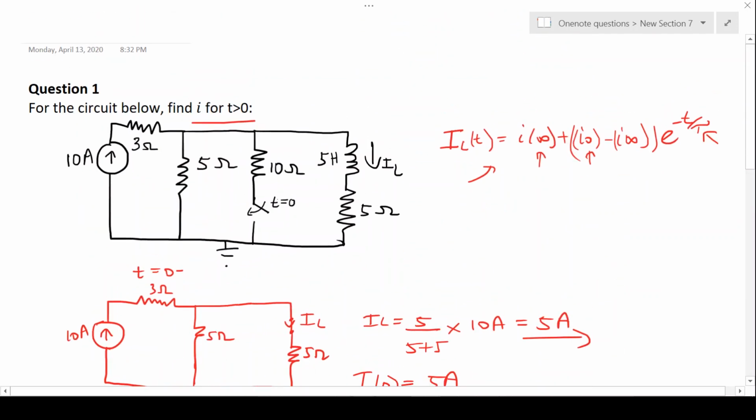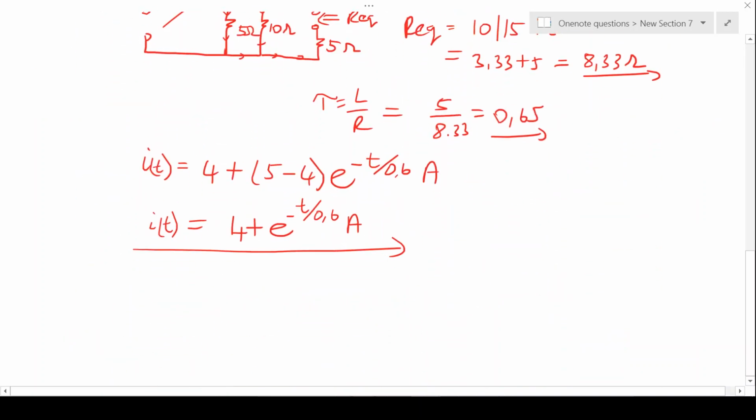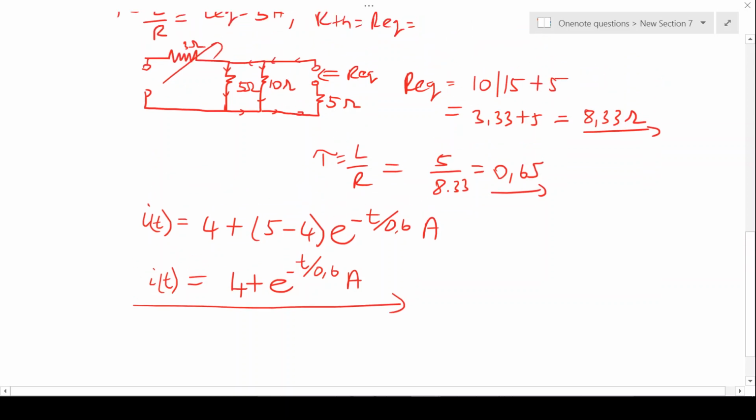Right, and we were able to solve for the current as requested. So that's the current that will be flowing through the inductor.